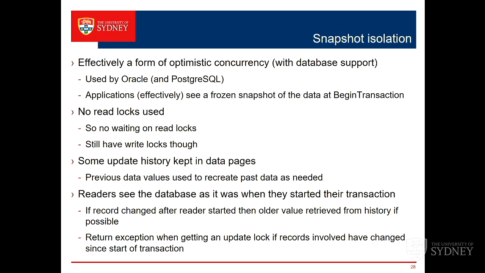So the data pages themselves contain some previous data values. And you see the database as it was when you started your transaction. And if it's been changed, then you get the older value. But of course, when you say, I want to update things, and you're basing it on old data, and you want to have something which is now changed, then you can get an exception on that. So you avoided one class of exceptions, but picked up another class of exceptions. But it's a clever idea.